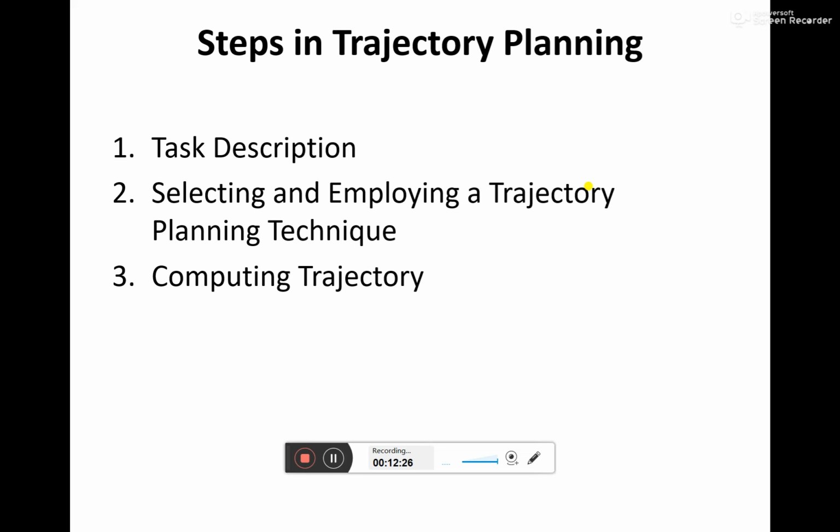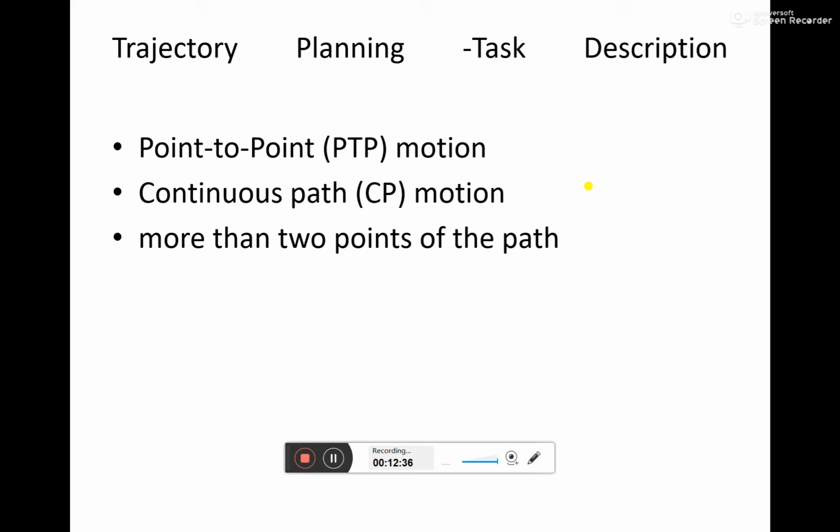These are the important steps in trajectory planning: task description, selecting and employing a trajectory planning technique, and computing the trajectory. The first one is the trajectory planning task description, where based on the requirement we have to decide what type of robotic motion we have to perform, whether it is a point to point operation, or a continuous path, or more than two different points where the robot has to move.